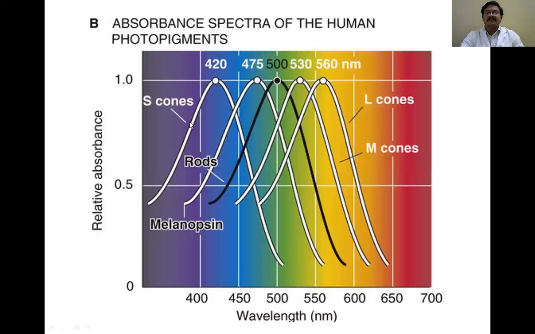Here you can see the different photopigments: the S cones peak at 420 nanometers, the melanopsin in the blue spectrum at 475, then the rods, the M cones at 530, and the L cones at 560 nanometers. The melanopsin peak lies between the S cones and the rods. The intrinsically photosensitive retinal ganglion cells are the third type of photoreceptive cell.